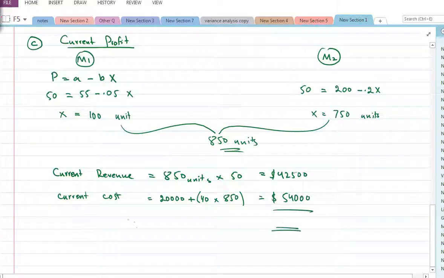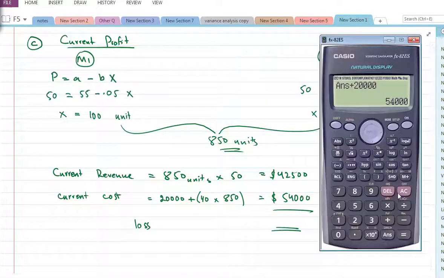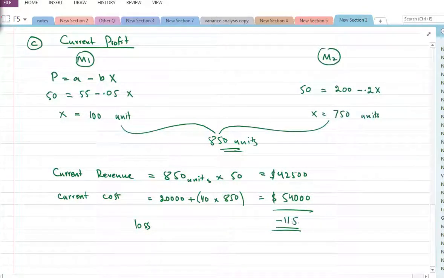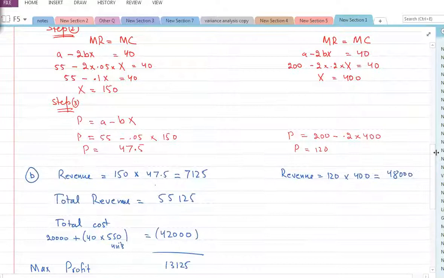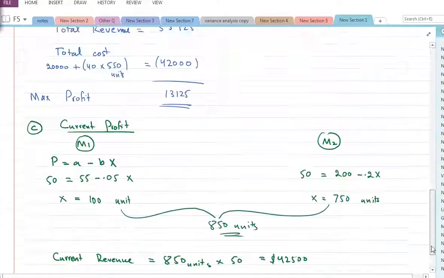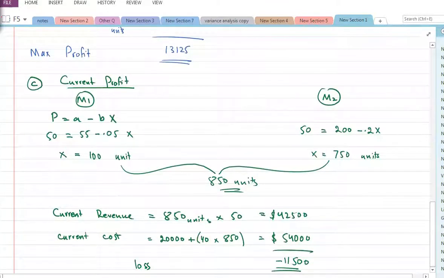Well, rather than having a profit, we currently have a loss actually. 42,500 minus the cost will be a loss of 11,500. Right? We'll have a loss of 11,500. Now, the current profit, if we actually follow this price discrimination, if we charge different prices, will be 13,125, and our existing profit is not actually a profit, it's actually a loss of 11,500.